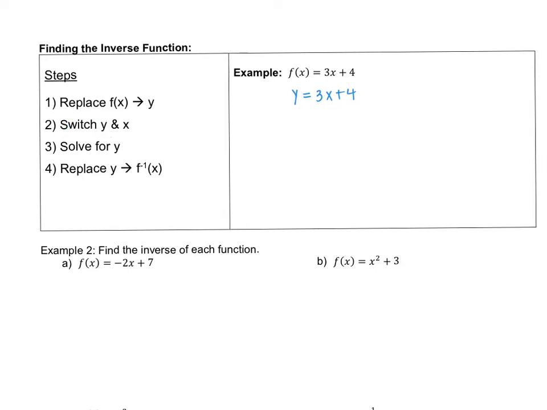Step 2 is to switch the x's and y's because that's what it means to take the inverse. So if I switch x's and y's, this y is now an x, and this 3 now has a y next to it instead of an x. So now I've taken the inverse. The only thing is, notice how y is not by itself. I want to know what the inverse function is, so I need to try to get y by itself again. So the third step is to solve for y or get y by itself.